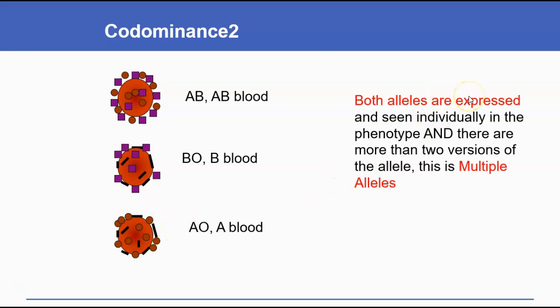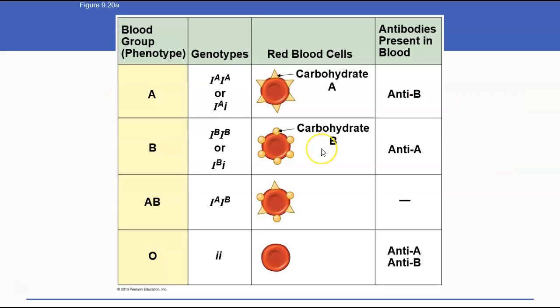So again, this is going to be a case for blood types where it's both codominance and there are multiple different alleles where you can have A, B, or O. That's multiple alleles, and it's codominance because if both are present, both are going to be expressed.